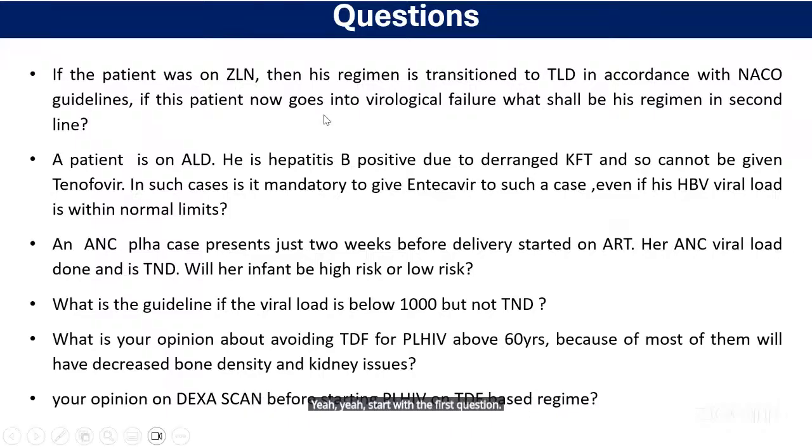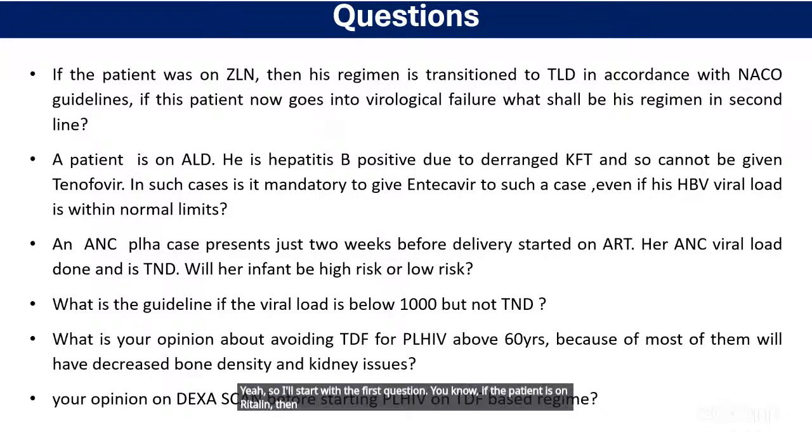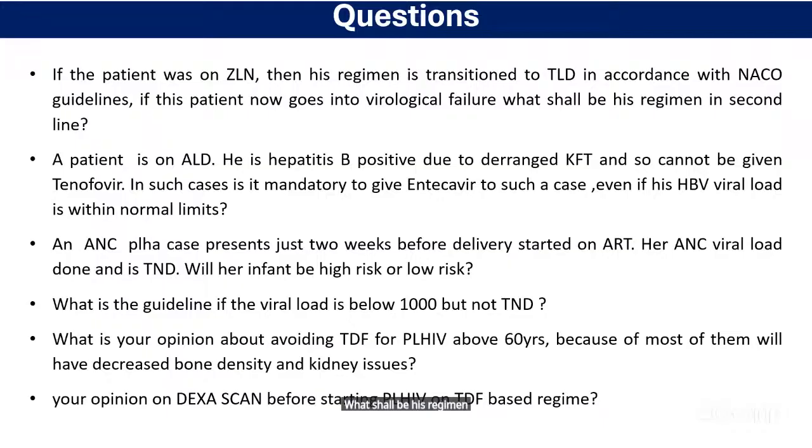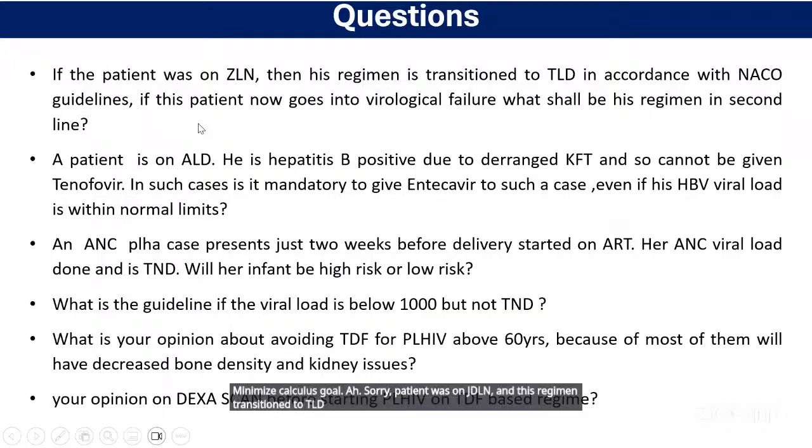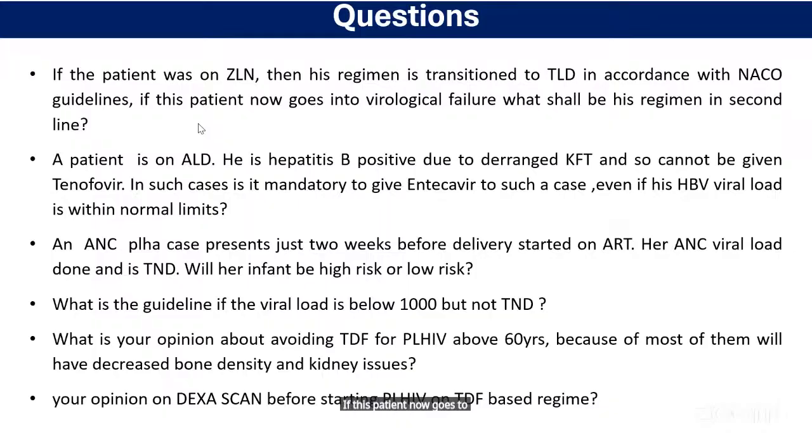If the patient is on ZLN, then his regimen is transitioned to TLD in accordance with the NACO guidelines. If this patient now goes into virological failure, what shall be his regimen in second line? The patient was on ZLN and the regimen was transitioned to TLD in accordance with NACO guidelines. If this patient now goes to virologic failure, what shall be his regimen in second line?